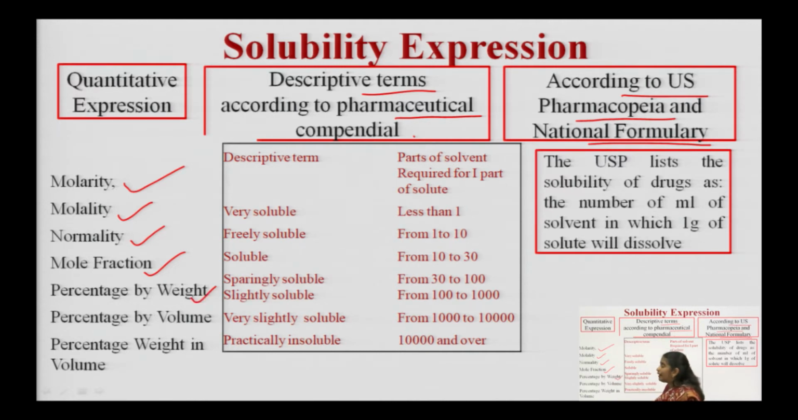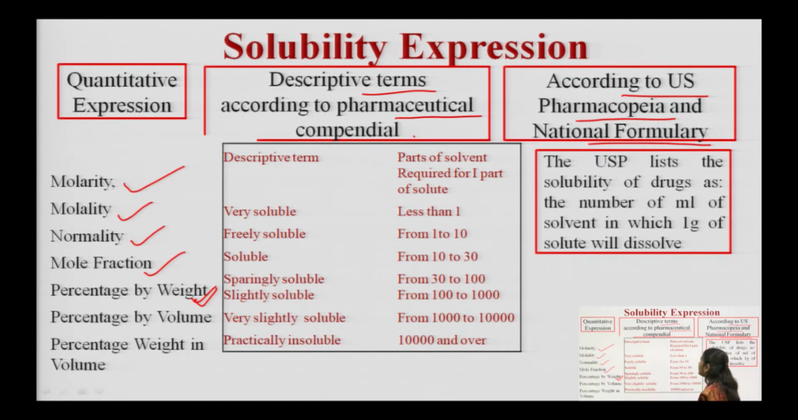Then comes percentage by weight. Percentage by weight means the weight of the solute which is present in 100 grams of the solvent. Sorry, we can say 100 grams of solution. Then comes percentage by volume. It is the volume of solute present in 100 ml of solution. Percentage weight in volume is how much amount of solute in grams or weight is present in 100 ml of solution.